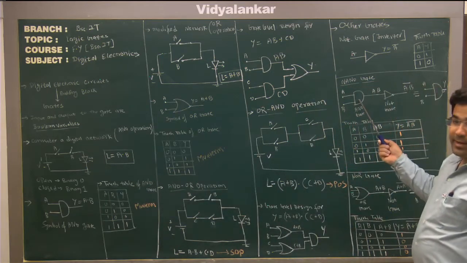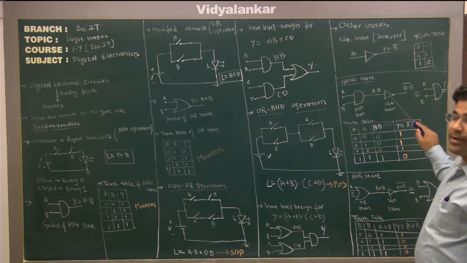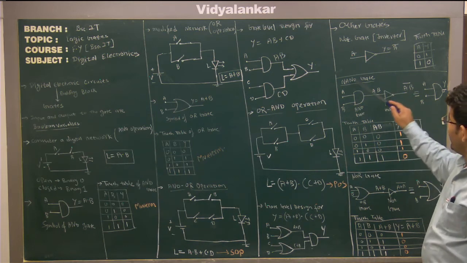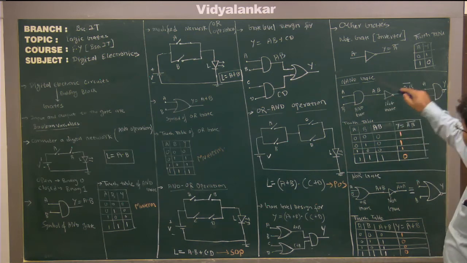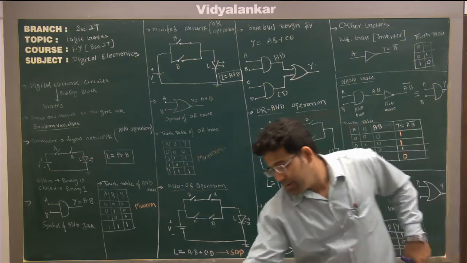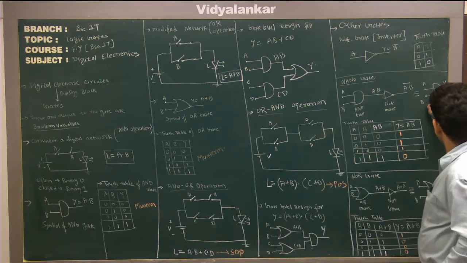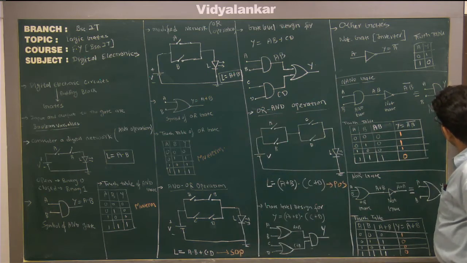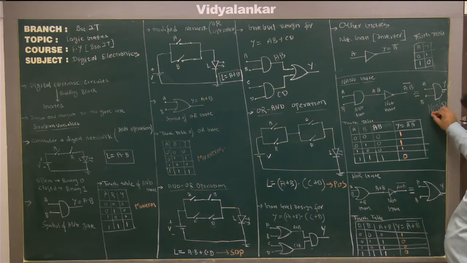So this is my AND gate. Output of AND is input to the NOT. So entire combination is known as NAND gate. So this is your NAND gate. This resulting configuration is your NAND gate.